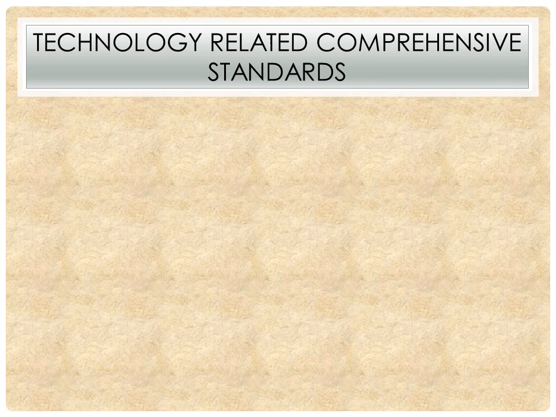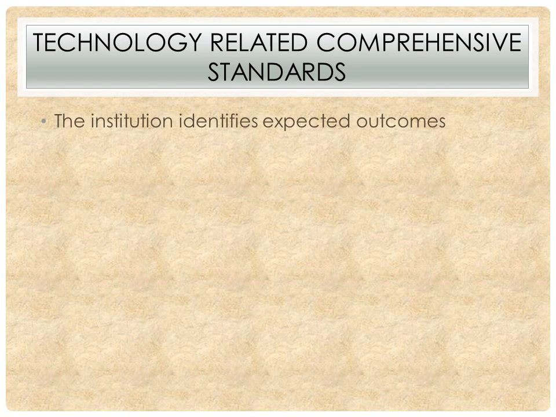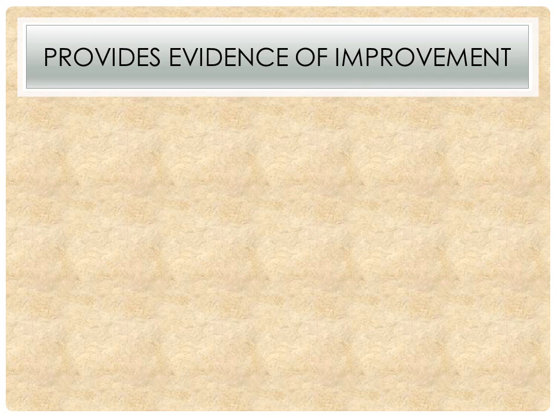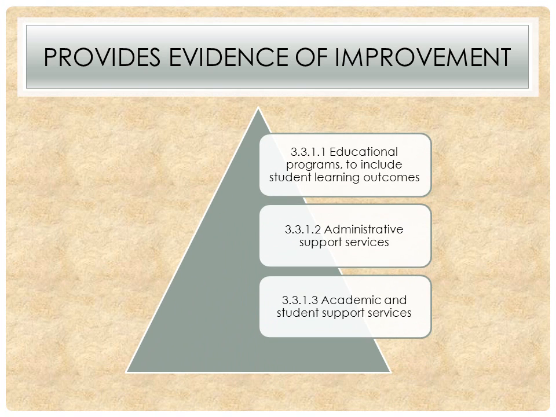With regard to comprehensive standards, we have to, as an institution, identify the expected outcomes. We have to assess the extent to which we have achieved those outcomes. But not only that, we have to provide evidence of improvement. So when we're looking at ourselves, we have to look at our programs to make sure that the students are achieving what they're supposed to achieve. We have to examine learning outcomes. We have to make sure that there's administrative support and that there is academic support and student support with all of these online or distance offerings.